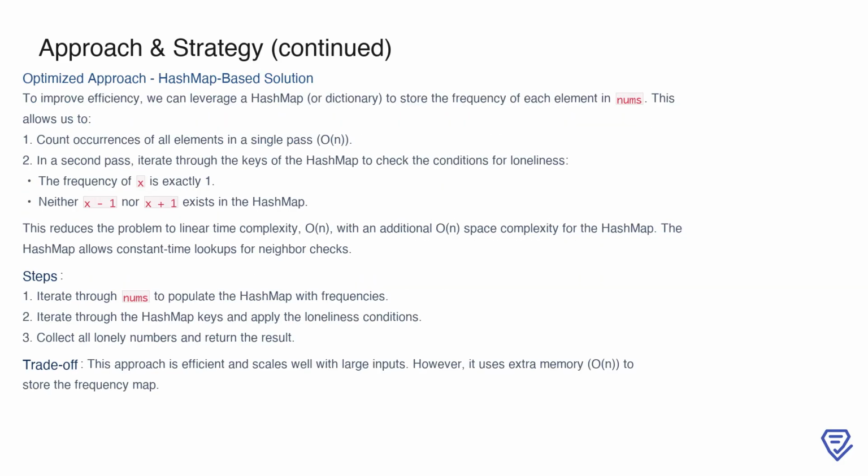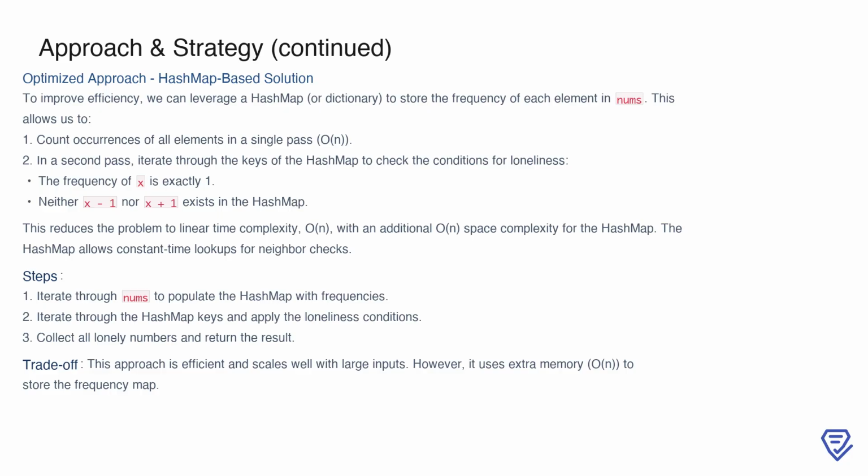Now, to address the inefficiencies of the brute force method, we can turn to a more optimized solution using a hash map. The idea here is to use the hash map to store the frequency of each element in the array. This allows us to consolidate the work into two passes. In the first pass, we iterate through the array just once to populate the frequency map. Then, in the second pass, we iterate through the keys of the hash map, checking the loneliness conditions for each key. Specifically, we verify that the frequency of the element is exactly 1, and that neither of its neighbors, one less or one more, exists in the map.